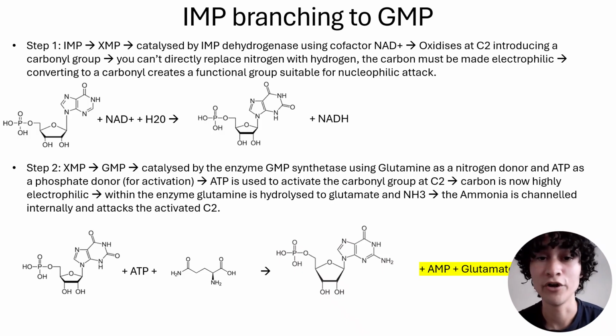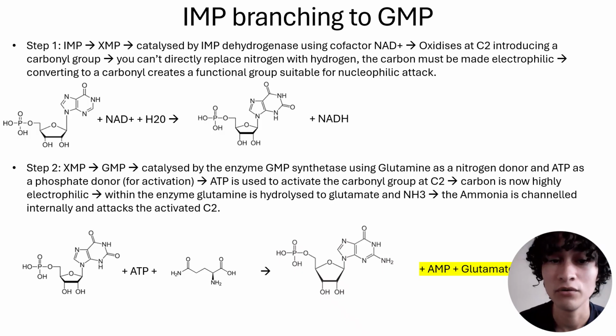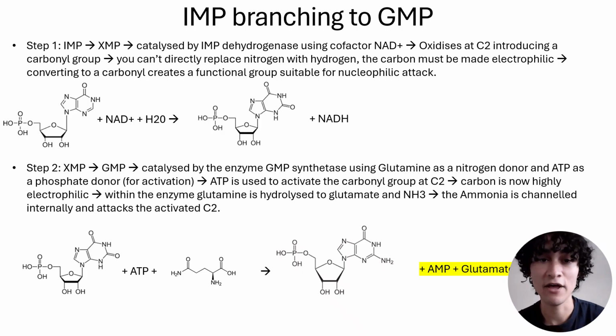Now that carbonyl group creates a functional group more primed for a nucleophilic attack, because we want to use the amino acid glutamine as an amine donor, or a nitrogen donor, if you like. So that's going to be acting as a nucleophile, and it's going to target that carbonyl functional group. So in step 2, that xanthosine monophosphate is converted into guanosine monophosphate. But it needs ATP and it needs glutamine to do this.